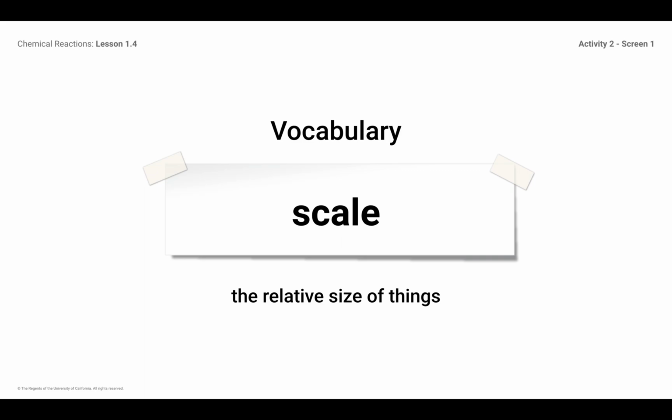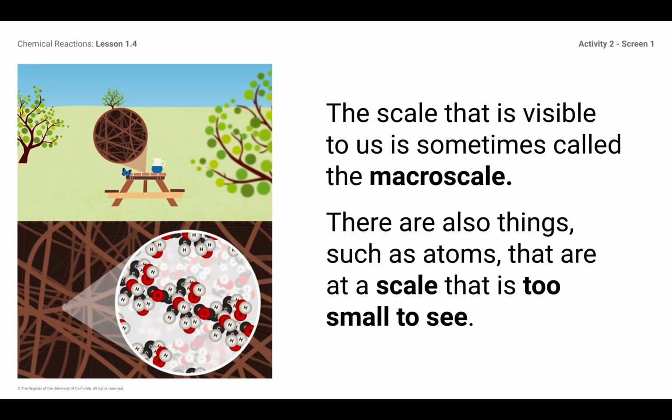So just a reminder, we've had the word scale before. Scale just means the relative size of things. And the scale that's visible to us is the macro scale. Hopefully you guys remember that from the previous lesson. That's what can be seen with the naked eye. Atoms are on a scale that are too small to see, and so we call that the macro scale.